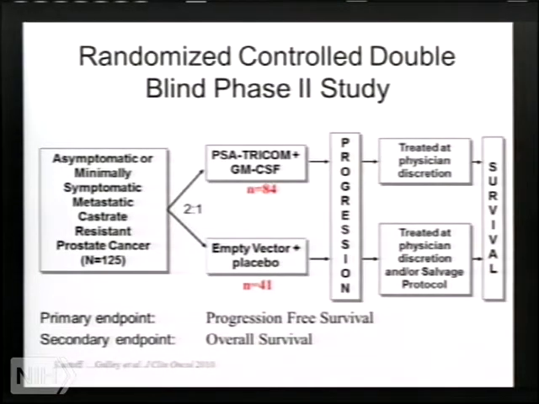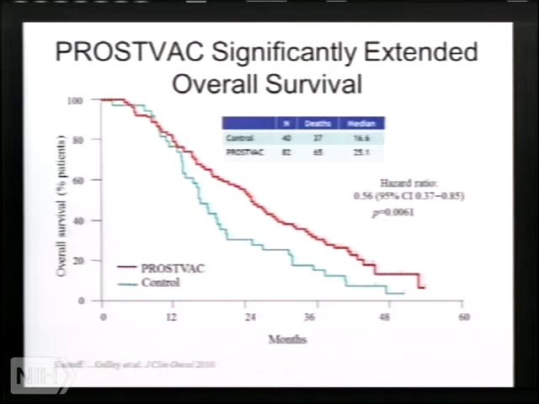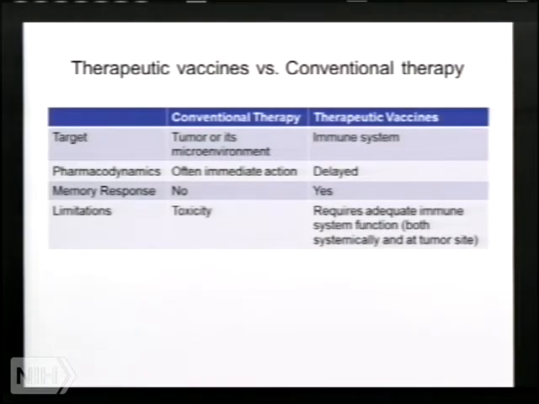So there was a randomized phase 2 study, very similar to the design for the IMPACT trial, the Provenge trial, where the patients got vaccine versus empty vector, and the progression-free survival was the primary endpoint. Overall survival was a secondary endpoint. But what was interesting with this is the overall survival data. And what you can see here is that there is a nice improvement in overall survival, about an 8.5-month improvement in survival, and a 44% reduction in the risk of death if you receive the vaccine. So this has led to an ongoing phase 3 study.